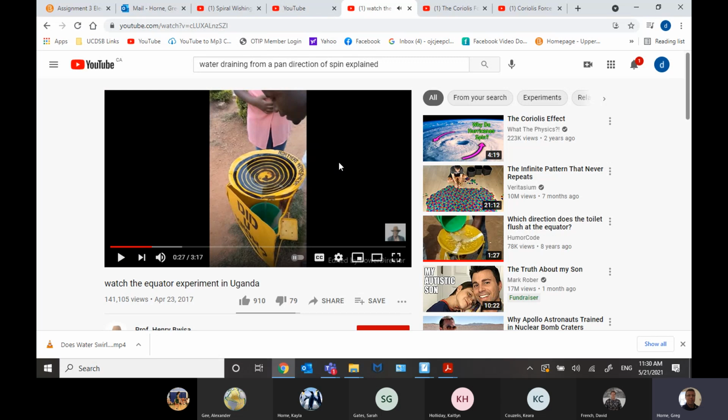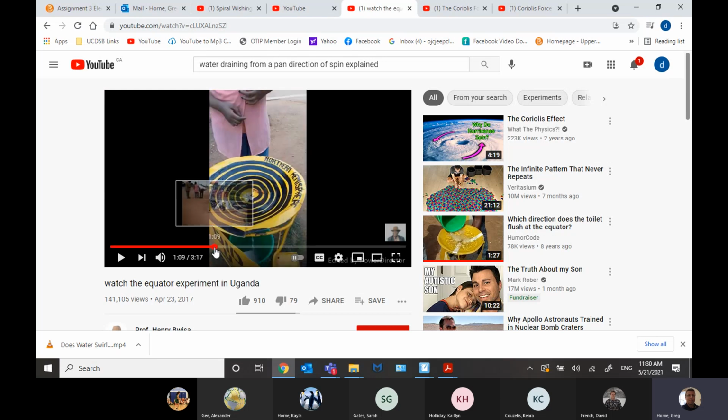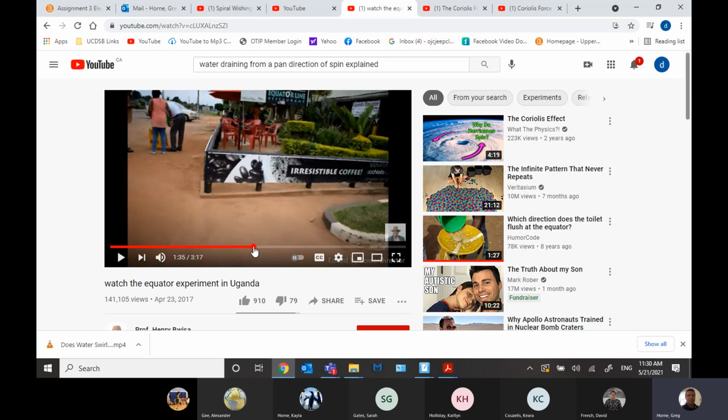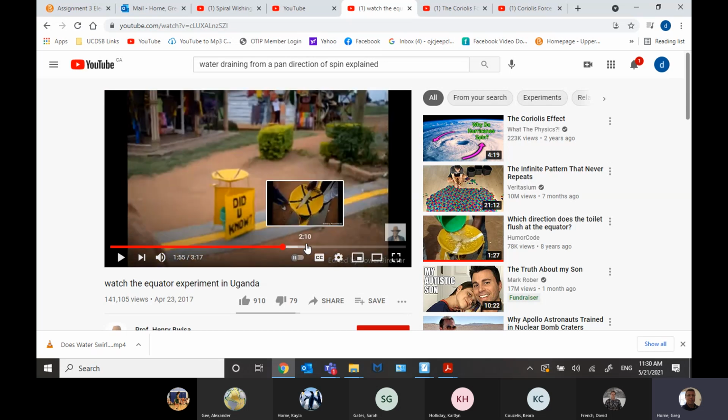So basically, they'll have this dish and they show you, oh, the water spins one way here and it spins another way there. The one video that I really want to show, I can't find right now, but basically they have a dish over here on one side of the equator, and they make sure the water has a little bit of a spin the way they want it to go, right? Then they carry it over to this side of the equator, and as they do, they turn around subtly.